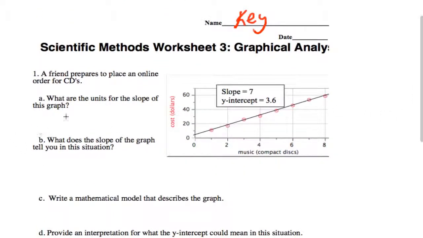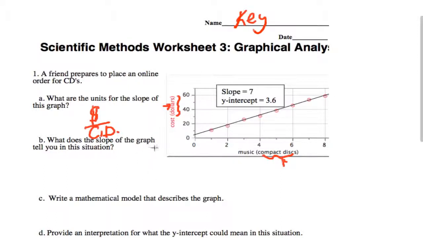So question number 1, what are the units of the slope of this graph? So there's been a lot of confusion about this. The units are given in parentheses, and the units of the slope are always the units of the rise over the units of the run. So the units in this case, if you wanted to write it like this, dollars per CD, that would be great. And what does the slope of the graph tell us in this situation?